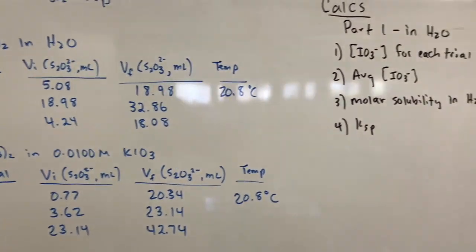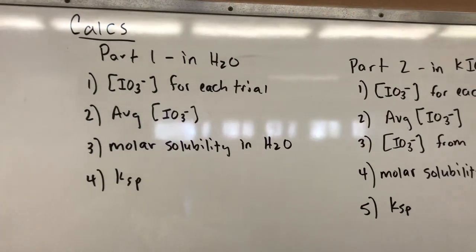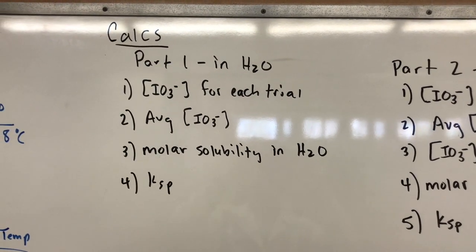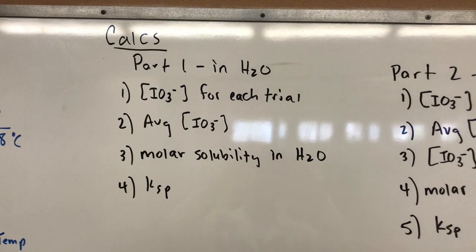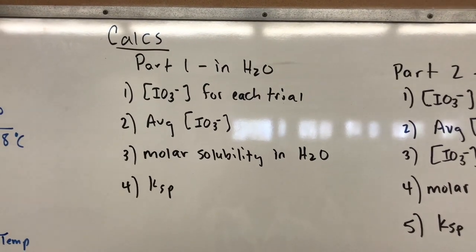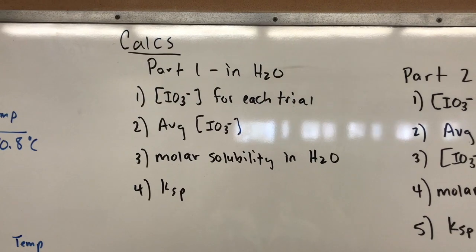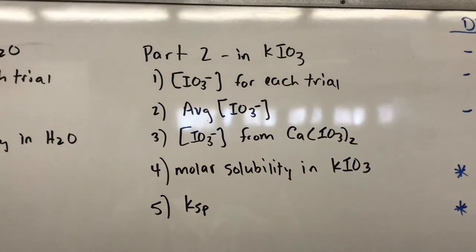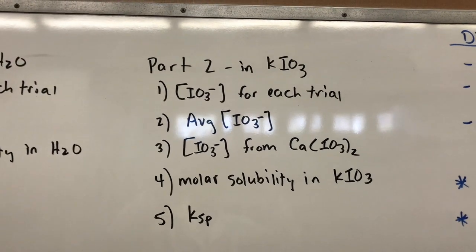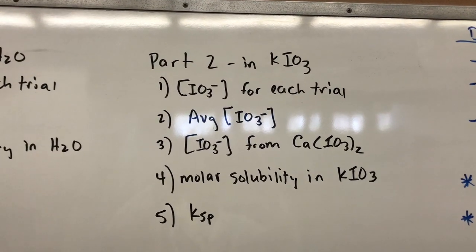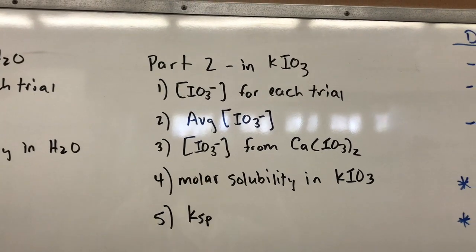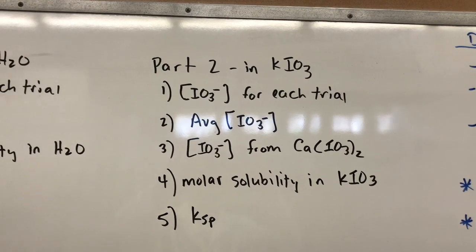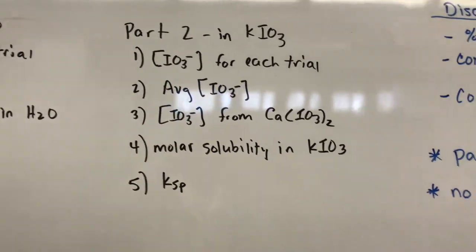There you go. So for our calculations, for part 1, we're going to determine the iodate concentration for each trial, and then calculate the average iodate concentration. From there, we can calculate our molar solubility and KSP. Part 2 gets a little bit trickier because we have that common ion effect. After we determine our average iodate concentration, we want to figure out how much of that actually came from dissolving our calcium iodate. Then we'll calculate our molar solubility and KSP.